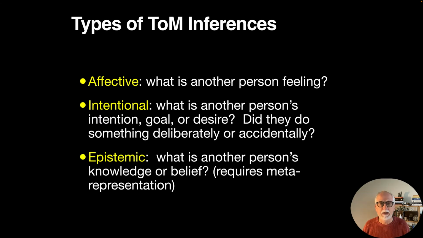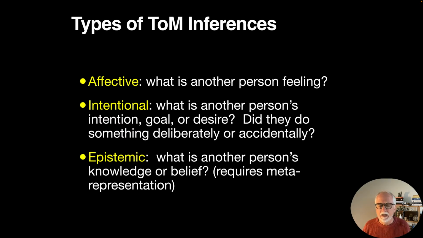And epistemic, which is what is another person's actual knowledge or beliefs. And again, this requires meta-representation. So this might be where we can actually understand that they're seeing the world in a completely different way from us, that they've interpreted this other person's behavior differently from the way we've interpreted it. And so that knowledge or that belief is important in theory of mind.